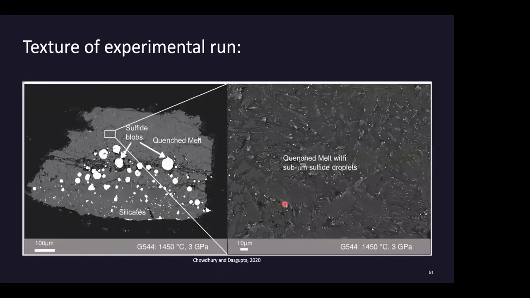When we look at the texture of our experiments, we see that these carbonatites are quenched melt. There are sulfide blobs, which shows us that sulfide is present, and then there are silicates in them as well. This quenched melt with submicron sulfide droplets is assumed to be sulfur that is dissolved in the carbonatite just before quenching, and when quenched, it gets exsolved and forms these droplets that are submicron in size.